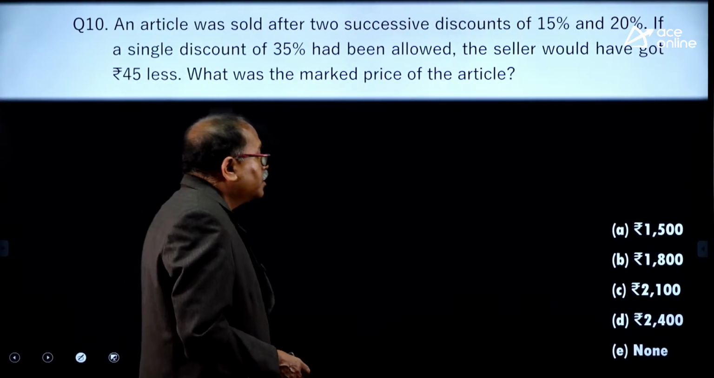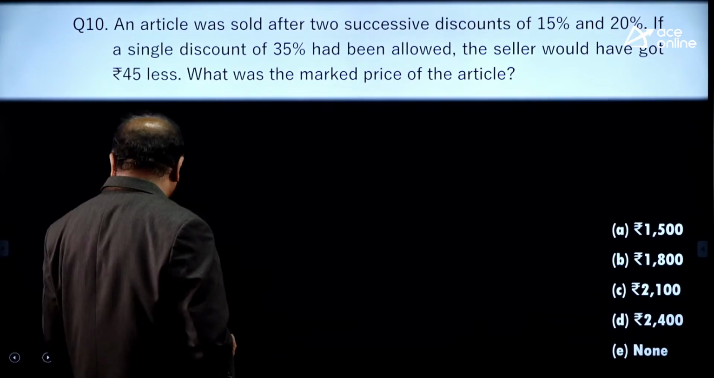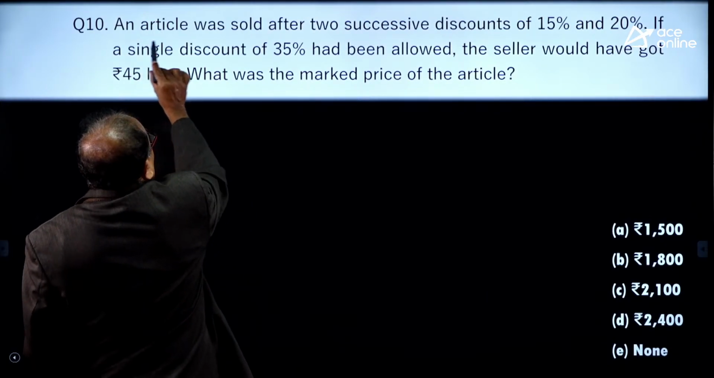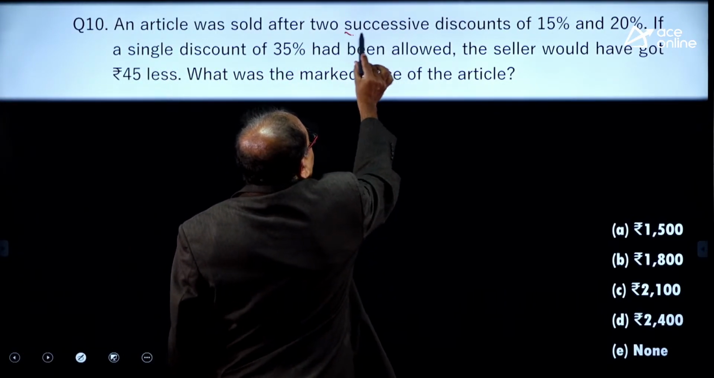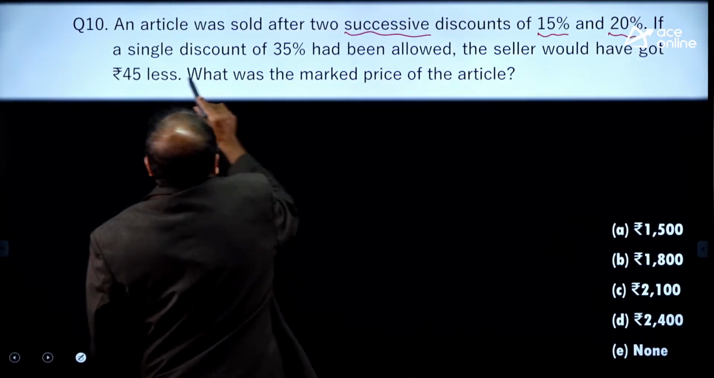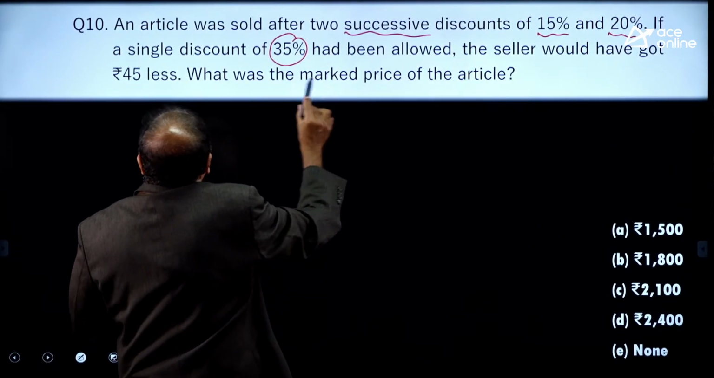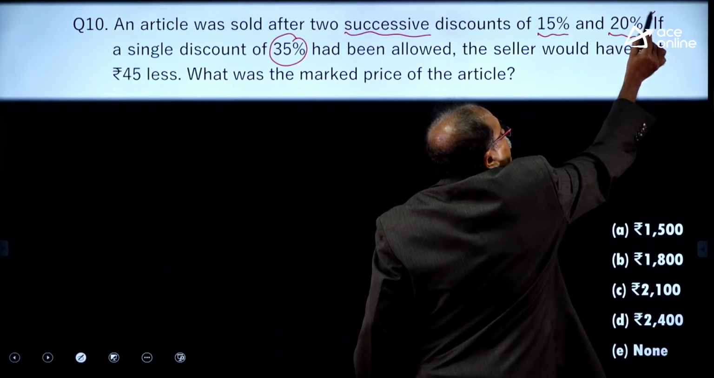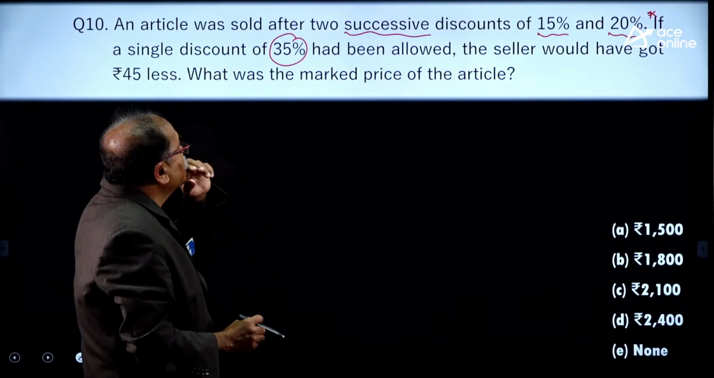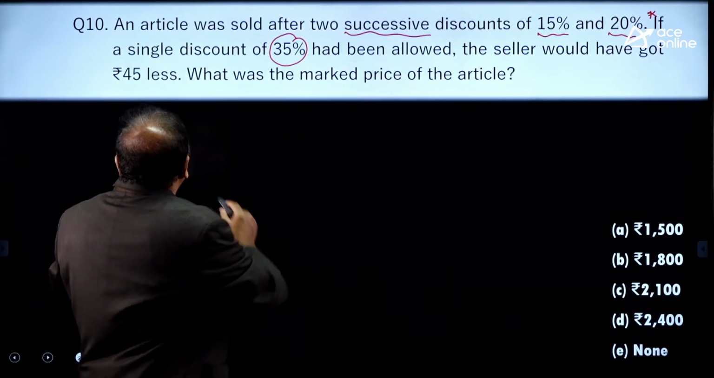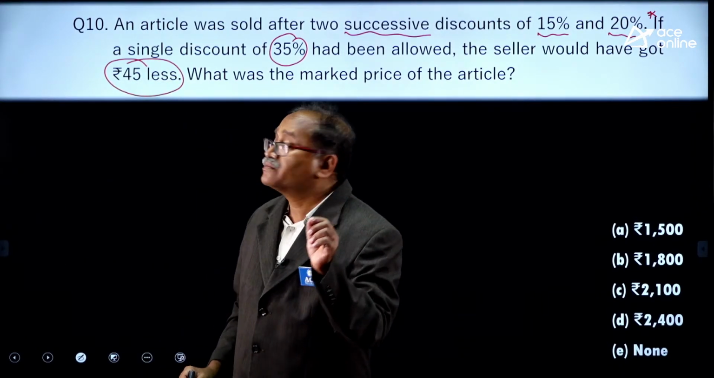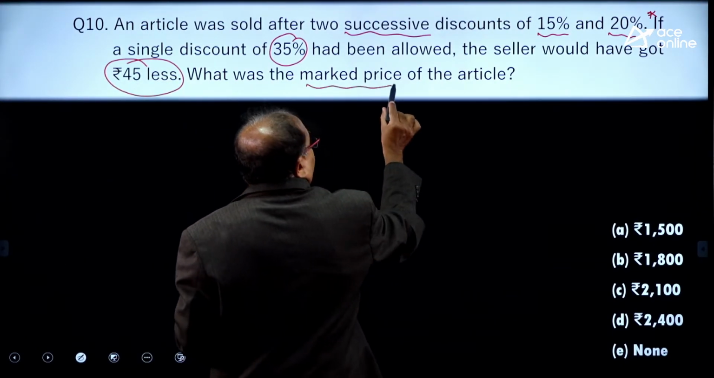Here, I will read the question and then again I will give some time for you to respond. An article was sold after two successive discounts of 15% and 20%. If a single discount of 35%, look at this one, this is a conditional word. If it happens that he gives a single discount of 35%, the seller would have got 45 rupees less. What is the mark price of the article?